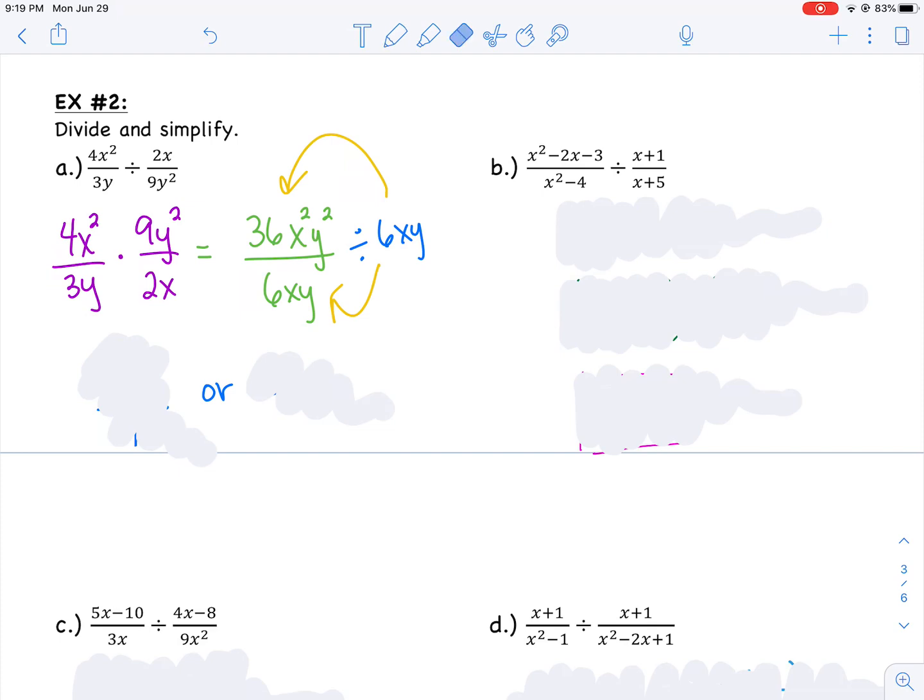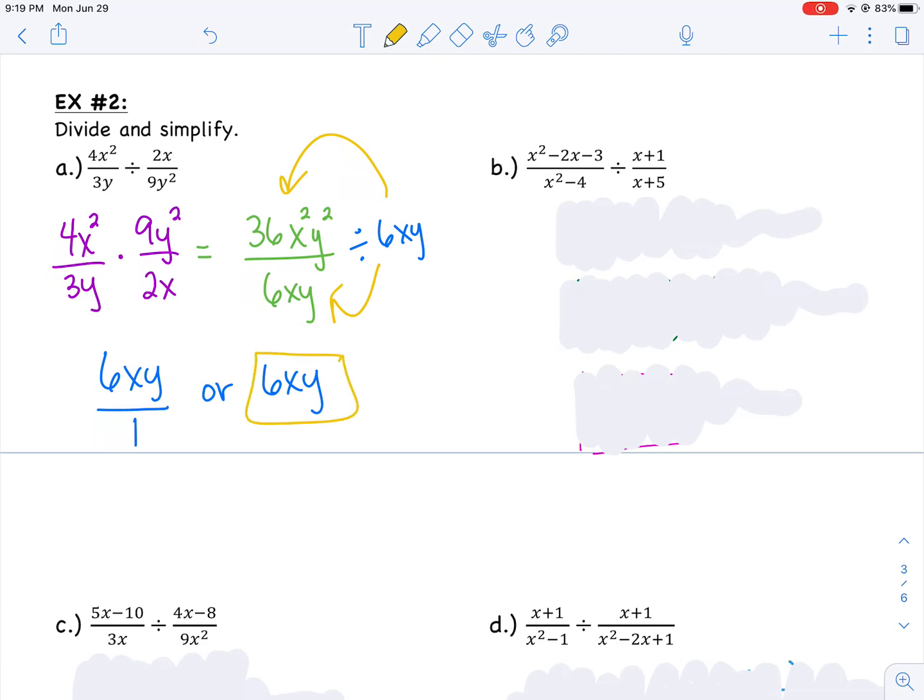36 divided by 6 is 6, x squared divided by x is x, and y squared divided by y is y. 6 divided by 6 is 1, x divided by x is 1, and y divided by y is also 1. So really on the denominator, I just have a 1. So I can say 6xy over 1, or I could just say 6xy as my final answer.